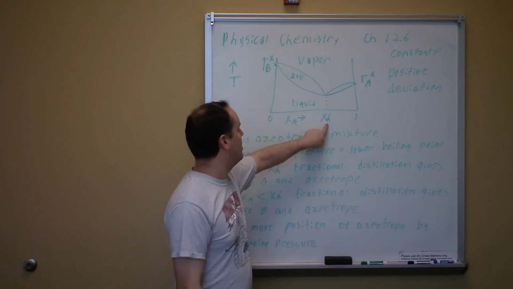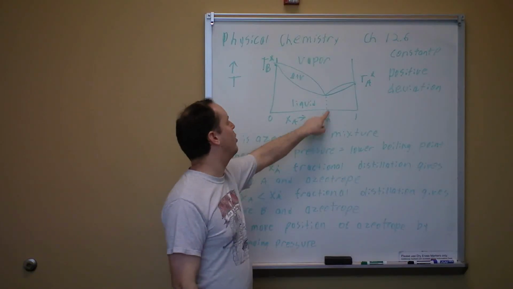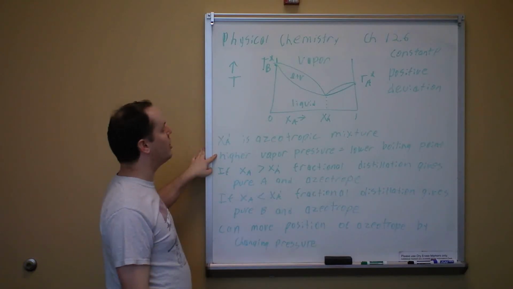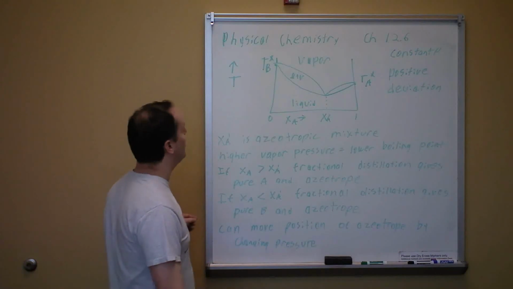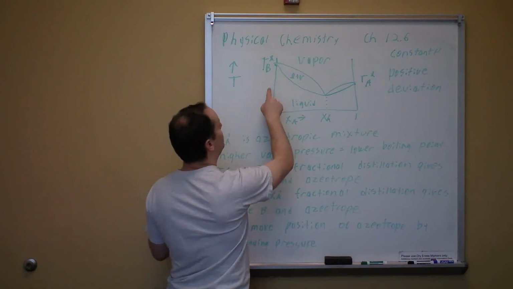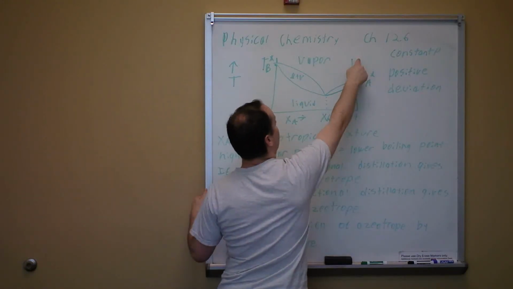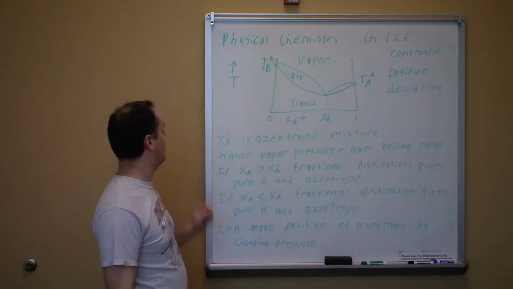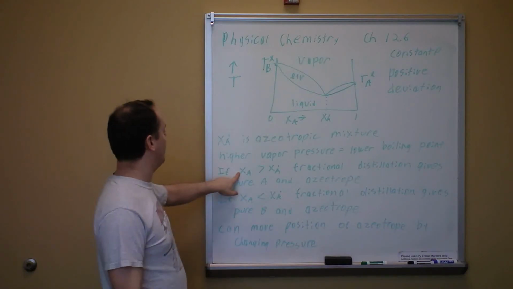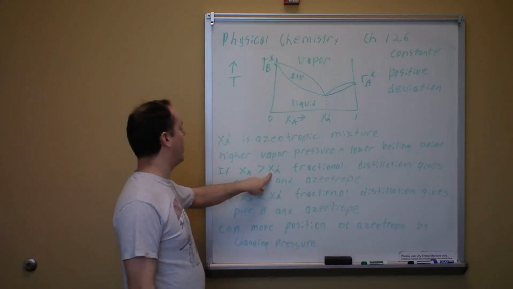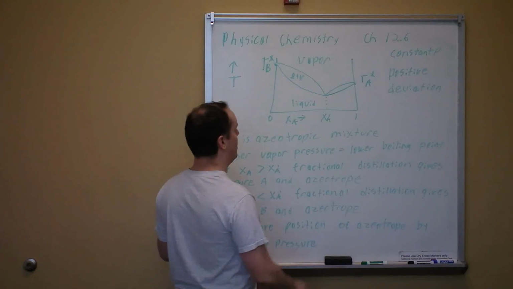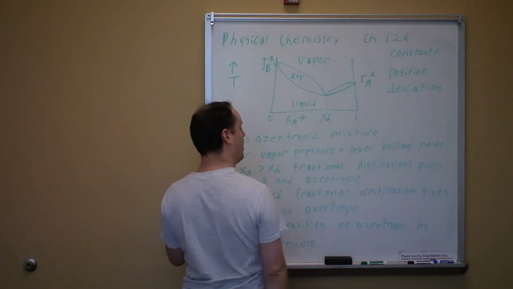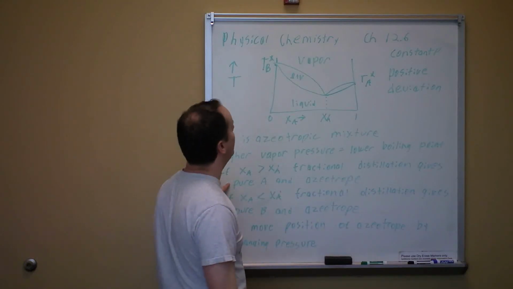We're going to say that this XA prime, or chi A prime, is our azeotropic mixture. Now remember, higher vapor pressure means lower boiling point. That's why on the previous slide we had the pressure of B star down here and the pressure of A star up here. So if it looks upside down, just make sure you're paying attention to temperature or pressure. If the mole fraction we're looking at is greater than the mole fraction of A prime, and we do fractional distillation, just think of your tie line. You're going to get pure A.